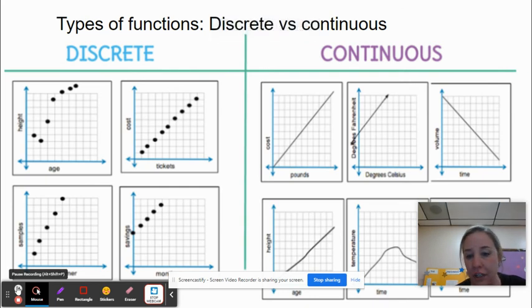And then here, discrete versus continuous. Discrete means like there's holes in between. The graph is basically made of these dots. Continuous means it's continuous. It doesn't break anywhere. And that's really all there is to it.